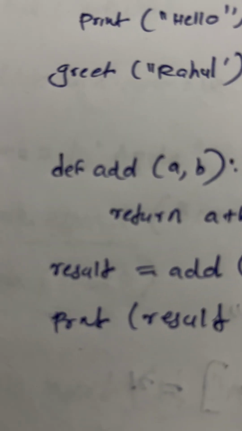result = add(10, 20). So what does Python execute? 10 plus 20 equals 30. Result equals 30. Print result gives 30.